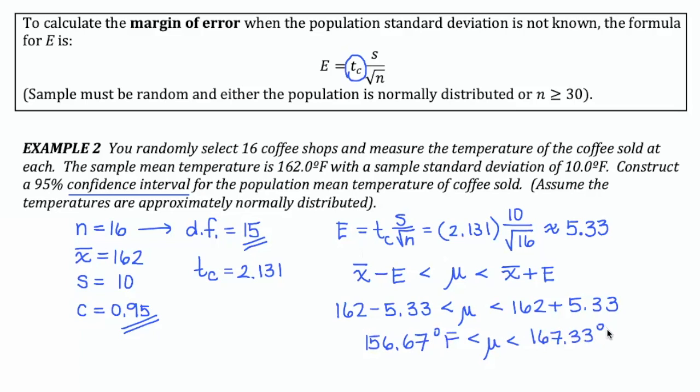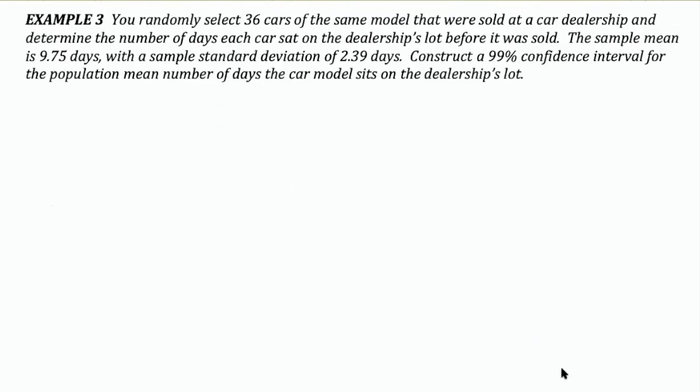167.33 degrees Fahrenheit. If you're asked to interpret, you would say we are 95% confident that the population average temperature of coffee sold will be between 156.67 degrees Fahrenheit and 167.33 degrees Fahrenheit. Here's another example. Again, these really aren't too difficult if you understood the last section, but we'll do another one.